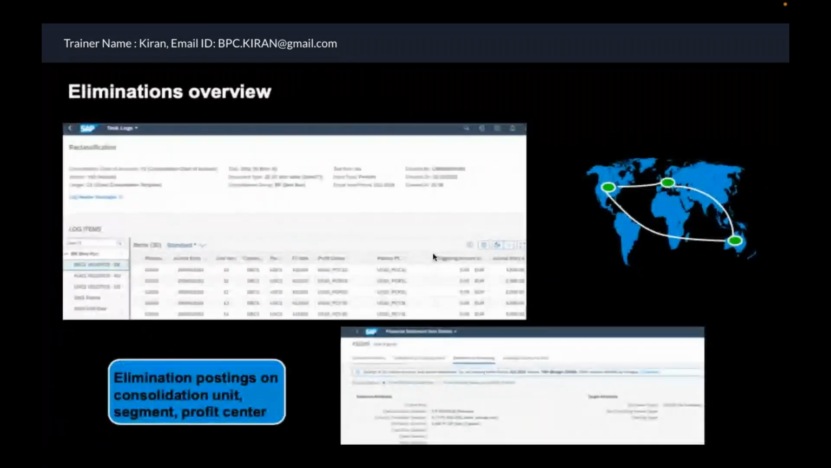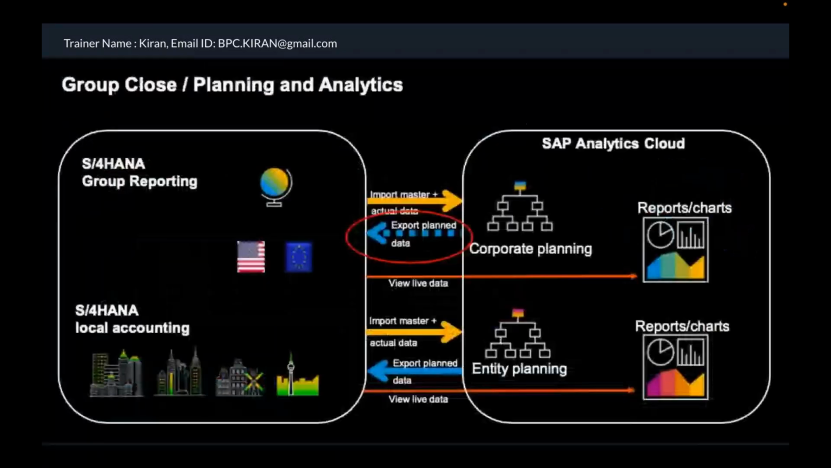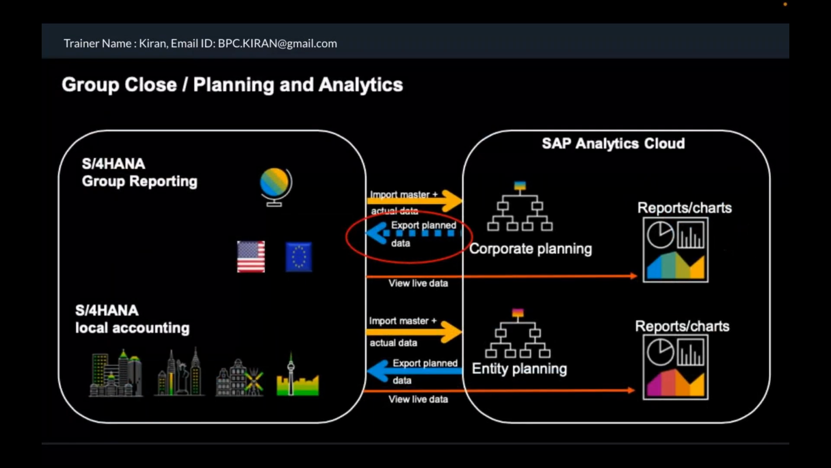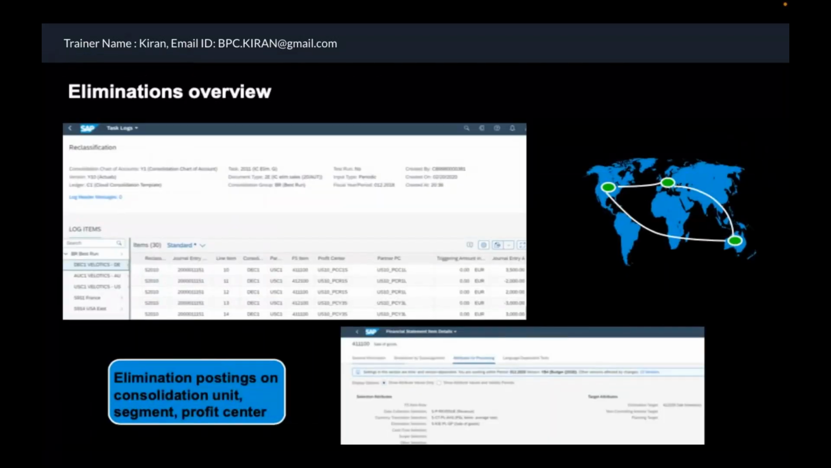Now let's understand group reporting capabilities. Now I explained the link between group reporting and SAC. I explained GRDC and how this group reporting is linked. Now let's understand group reporting product capabilities.